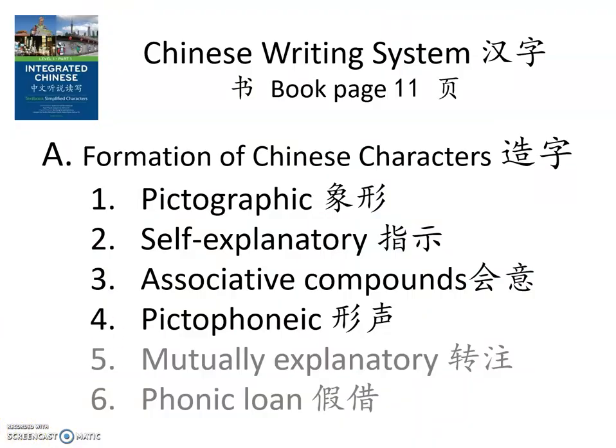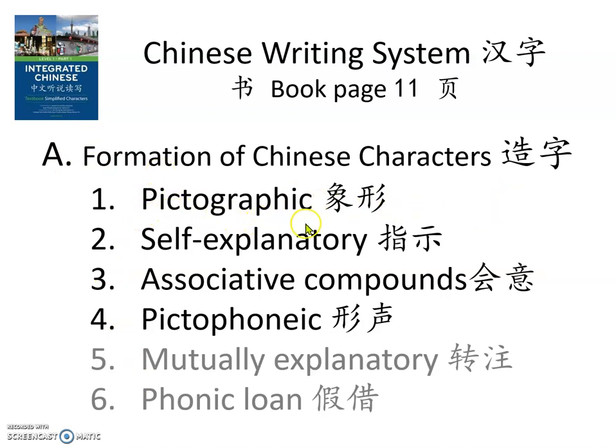Now we know the history of the Chinese characters. Let's take a look at the writing system. How were those characters made? How did they come to look the way they look now? Actually, they come from different ways. There are 6 categories of the formations of Chinese characters.